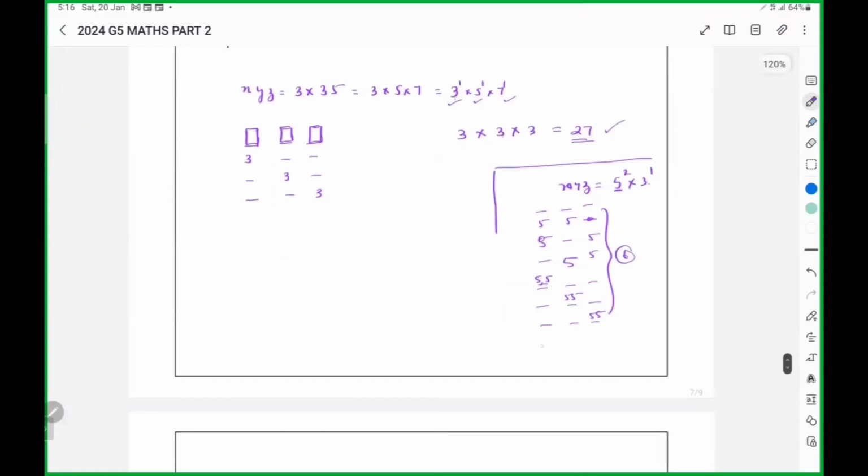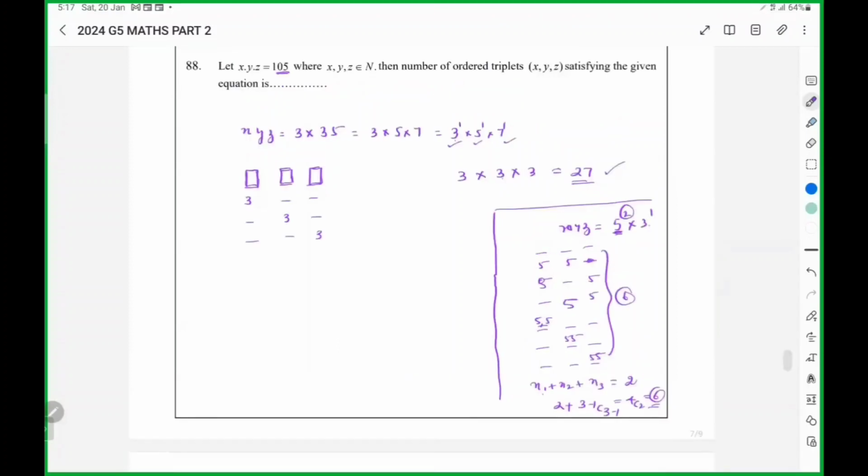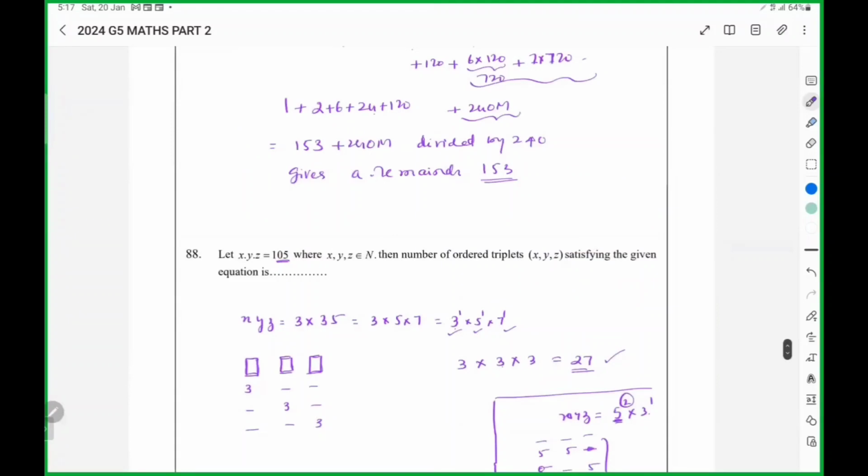Don't concentrate on the base. How many ways can two 5s be distributed among 3 places? 6 ways. So if powers are 1, it is obvious, you get 27 solutions. If the power is more than 1, this is how you have to solve.